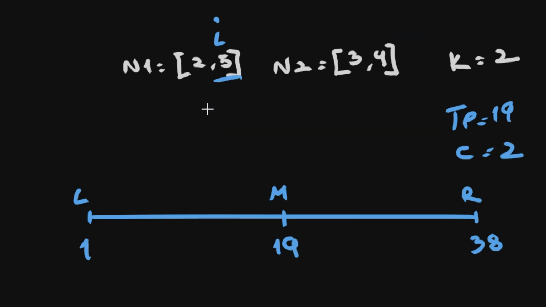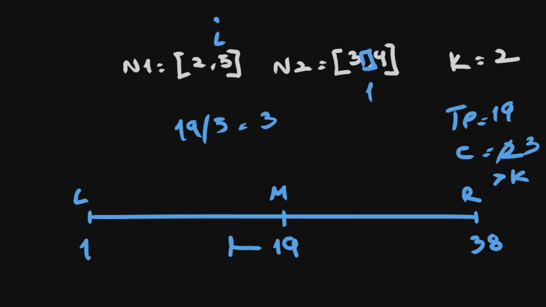Now the I-pointer is here and our target is 19 divided by 5. This is roughly 3, and we need to do a binary search here with this 3, and the 3 will be here. This means the binary search will return 1, so we add this 1 to the count, which is now 3, and 3 is greater than k, and this means we need to move this value to the left. So we move the right pointer to the mid pointer.